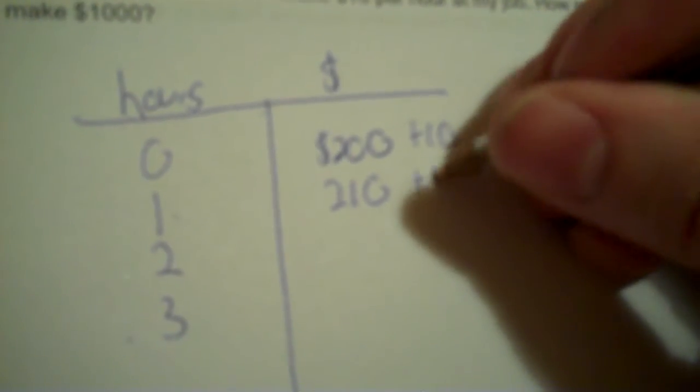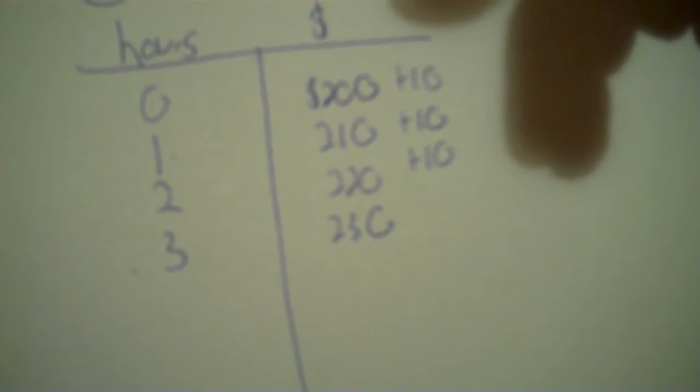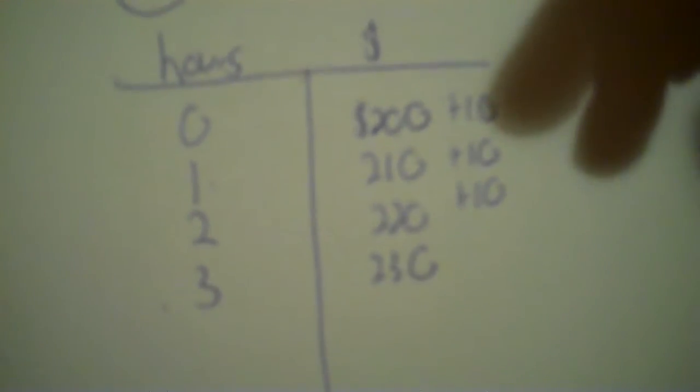Now every time I work an hour I add 10, okay? So 200 plus 10 is 210. Now add 10 again, and that's going to be 220. Add 10 again, and that's going to be 230. Now I got to get to $1,000. I'm not even getting close, okay? This is going to take forever if I have to keep adding tens till I get $1,000, okay? I mean, it's just not practical. So I need a different way to solve this.